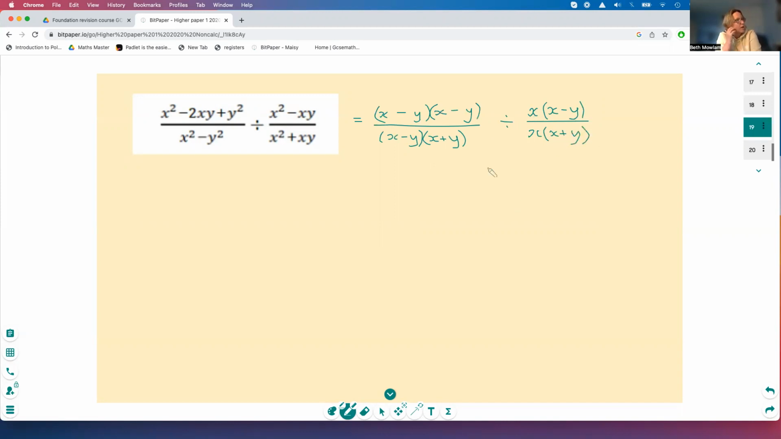So then I'm going to cancel anything that I can before I even do my flip and change. So I can cross out that one and that one. I can cross out the x and the x. So now I've got x minus y over x plus y, times x plus y over x minus y. Now remember, when you're multiplying, if there's one on the top and one on the bottom, you can cancel it. So you're just left with 1, because each of those will cancel down to a 1.